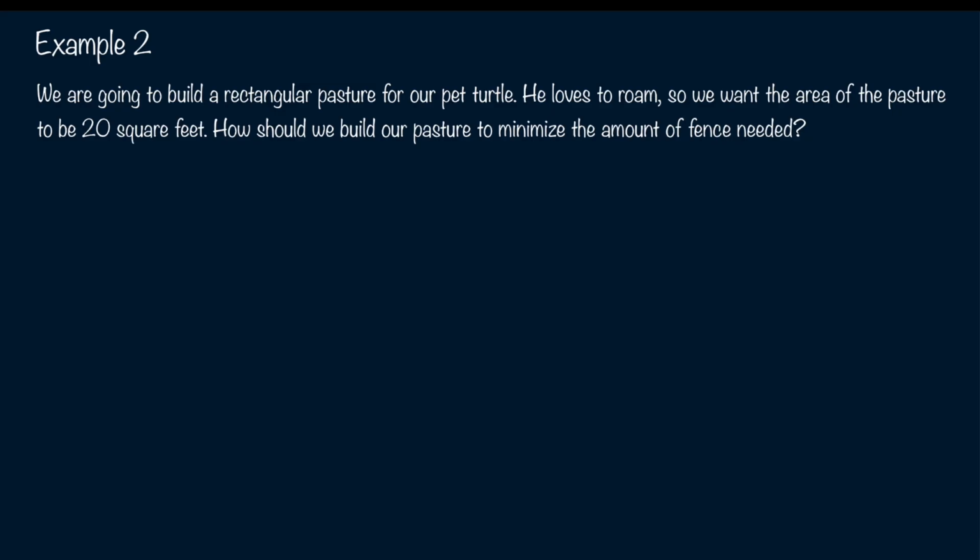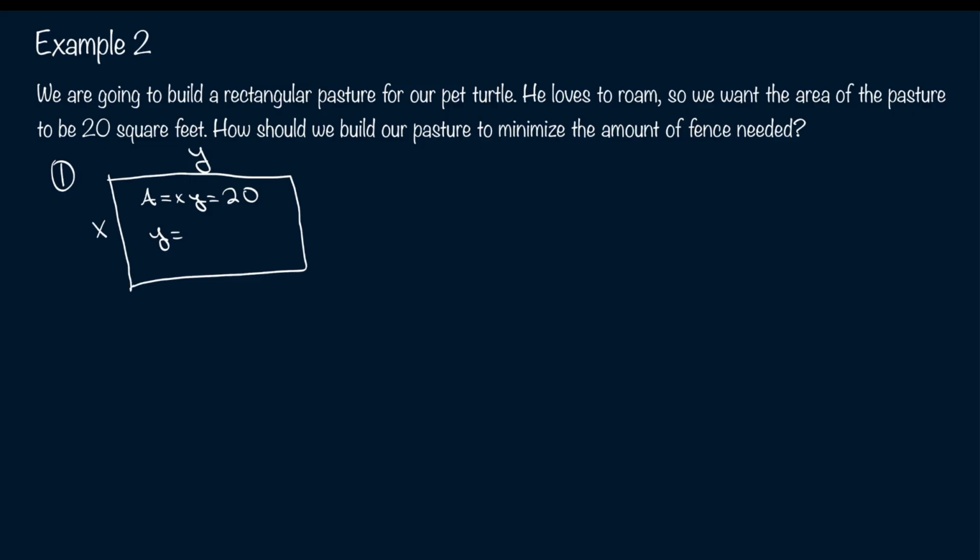The first thing that you can do, if needed, is go ahead and draw a picture. We know it has to be a rectangle, so let's give our sides x and y, for our length and our width. We know that our area, x times y, we want to be 20 square feet. So this is going to be our constraint equation.